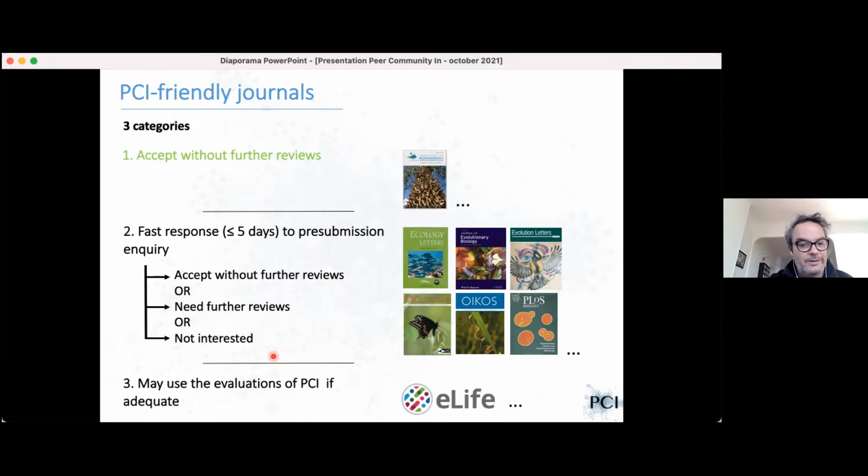And the third category of PCI-friendly journal is a low level of commitment. It is what the PCI-friendly journals were before. They were all in this third category, so this is why this changed. This category is a group of journals that may use the evaluation of PCI if they think it is appropriate and adequate. For instance, eLife is in this category. It's a low-level commitment because they may or may not use the PCI evaluation, depending on what they think about the evaluation.